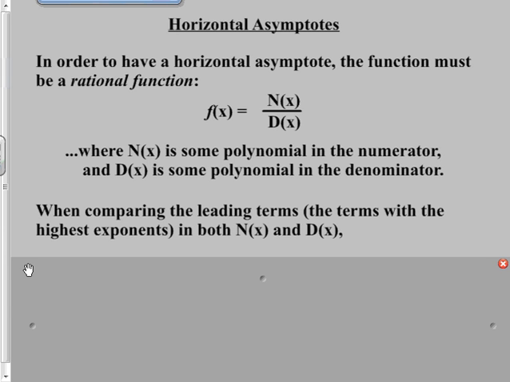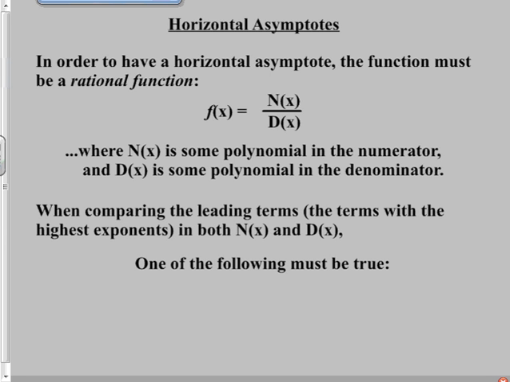Now, what we're going to do is compare the leading terms of the numerator and the denominator. When the polynomials are organized correctly, the leading term will be the term that has the highest exponent in both the numerator and the denominator. Our polynomials should be written in what is called decreasing order, meaning the highest exponent is on the left of the polynomial, then the next highest exponent, then the next, and then the next, until you get all the way down to the constant.